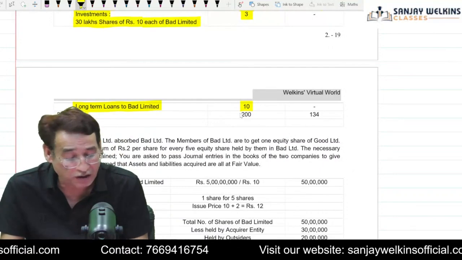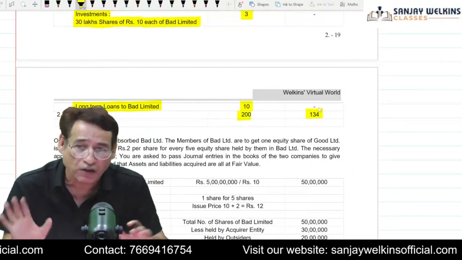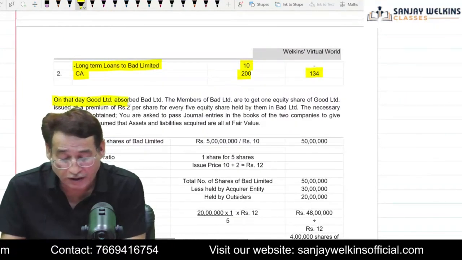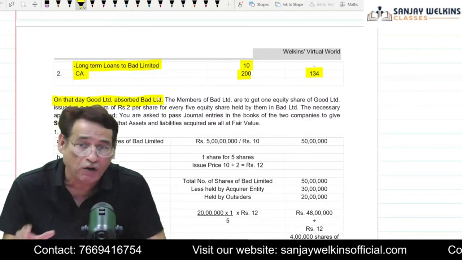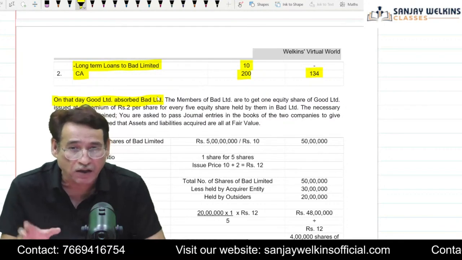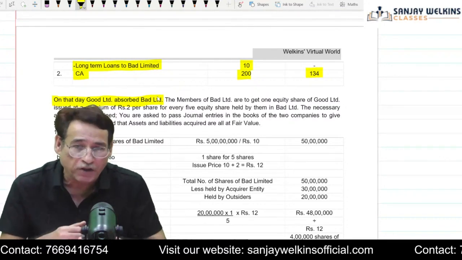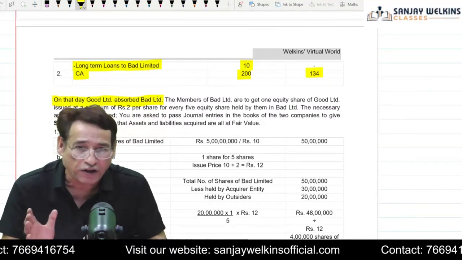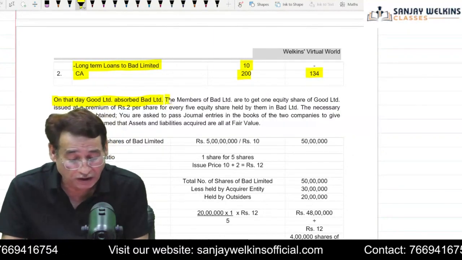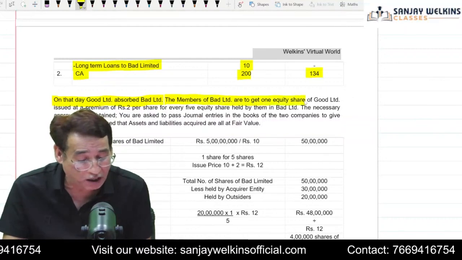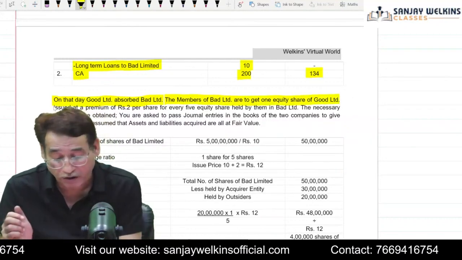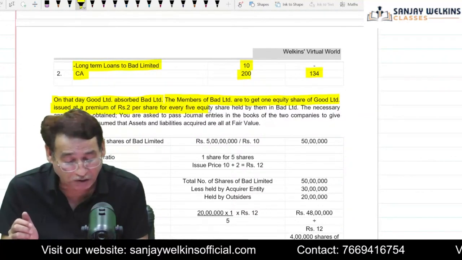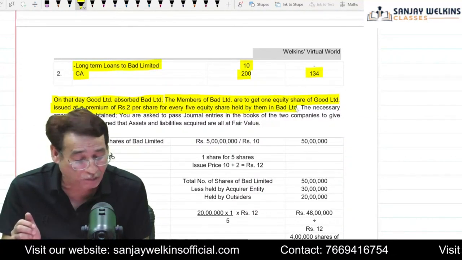Then we have current assets 200 lakh and 134 lakh. So far, fine. Now, further the question says that on that date, Good Limited absorbed Bad. Now we come to the conclusion that in this particular case, which company happens to be the acquirer? Good Limited happens to be the acquirer entity, isn't it? Then further it is written, members of Bad Limited are to get one equity share of Good Limited issued at a premium of 2 per share for 5 shares held by them.